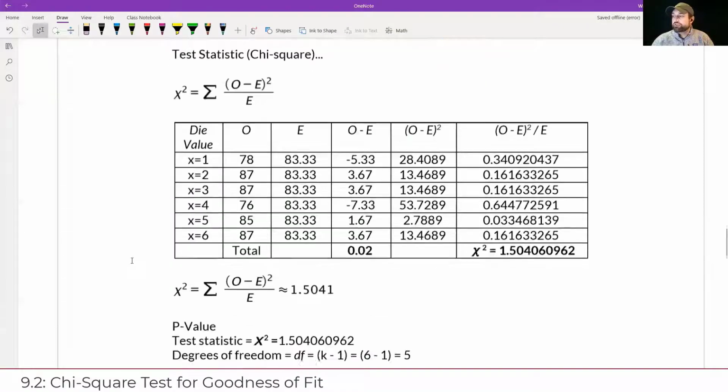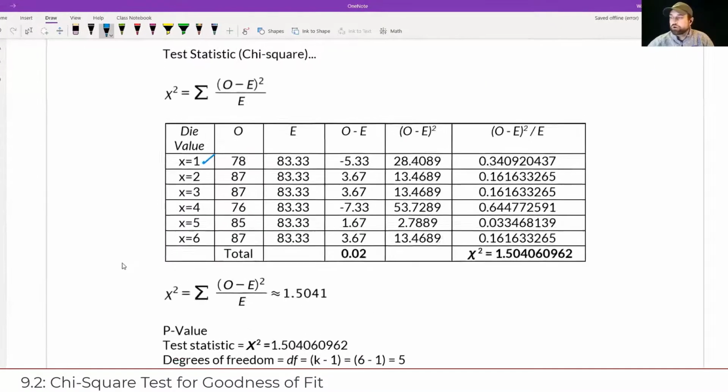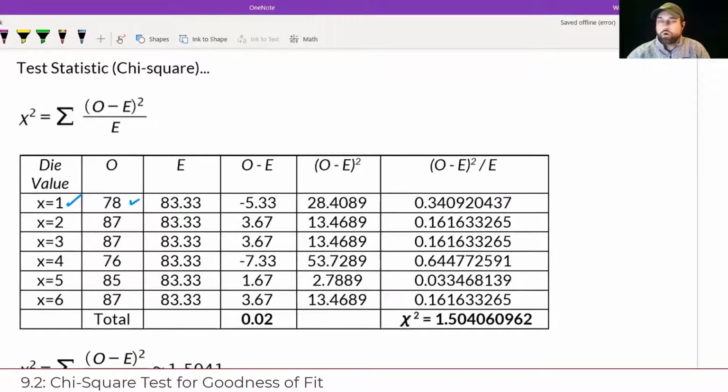So here's our table. How many ones did we roll? 78. What was the expected? 83.3. How many twos did we roll? 87. What was the theoretical expected number of twos? 83. Okay, so this is our observed, this is from the experiment, and this is our theoretical. So we have experimental and theoretical.